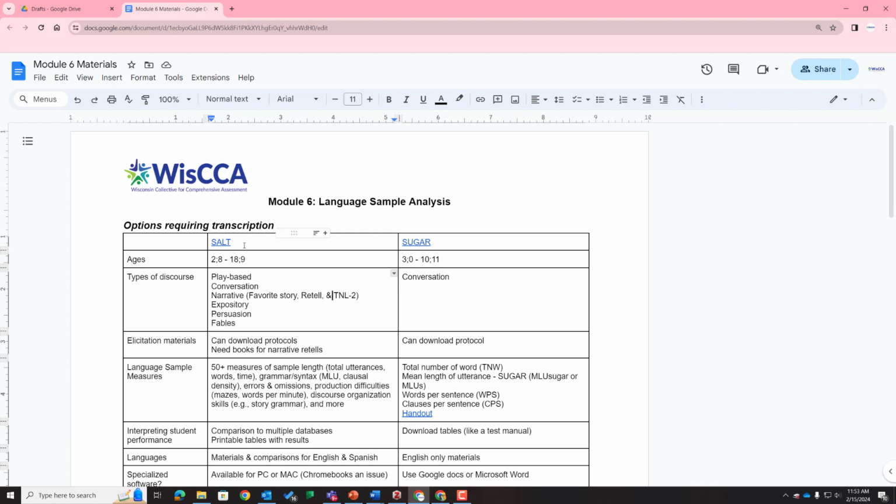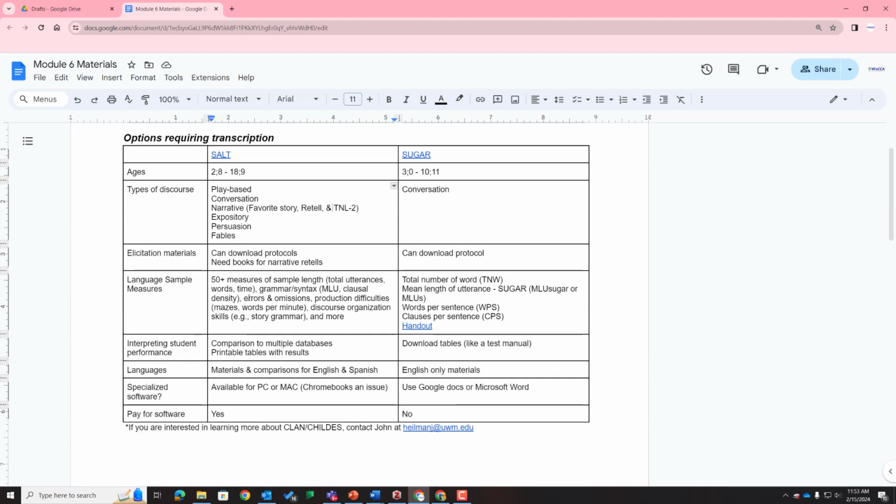So with SALT, the age range is really wide, from early preschool, early childhood through adolescence. You can look at multiple types of discourse. It has a lot of protocols that can be downloaded. If you're going to do narrative retells, you do need to get some books. There are a lot of different language sample measures that you can get with SALT. This is just showing some examples, but looking at vocabulary and grammar as well as discourse and organization and things like that. It also has multiple databases that are embedded in the software.